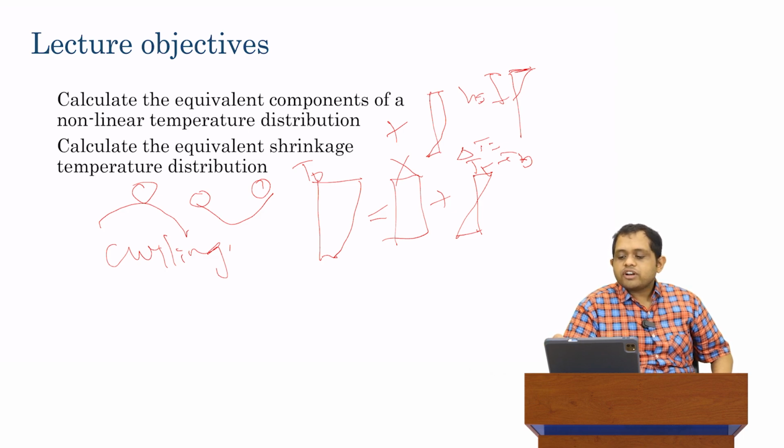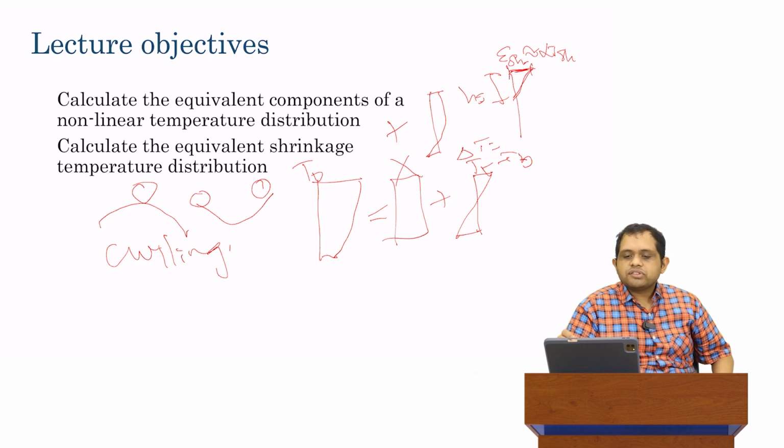So we saw for this type of triangular distribution, we have some shrinkage strain epsilon SH, and we saw that we generally write this as some alpha TSH, where alpha is the coefficient of thermal expansion, and TSH is some sort of equivalent shrinkage temperature. So it's a fictitious temperature, but we just call it a temperature that creates the same strain as the shrinkage. And so that's the value that we assume on the top over here.